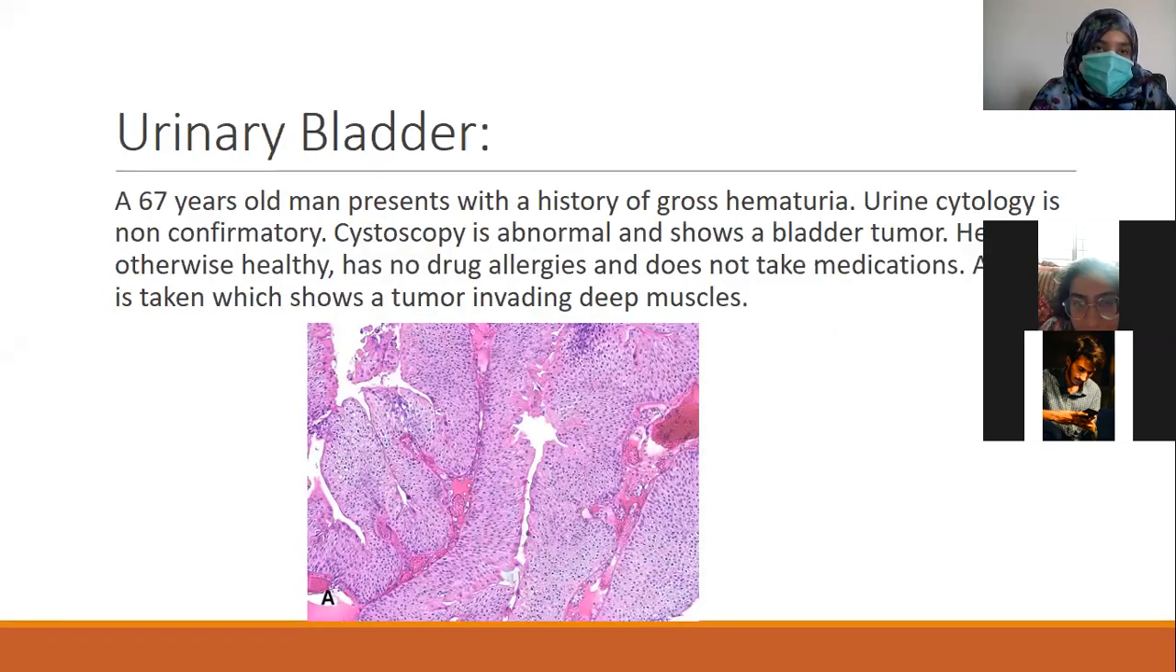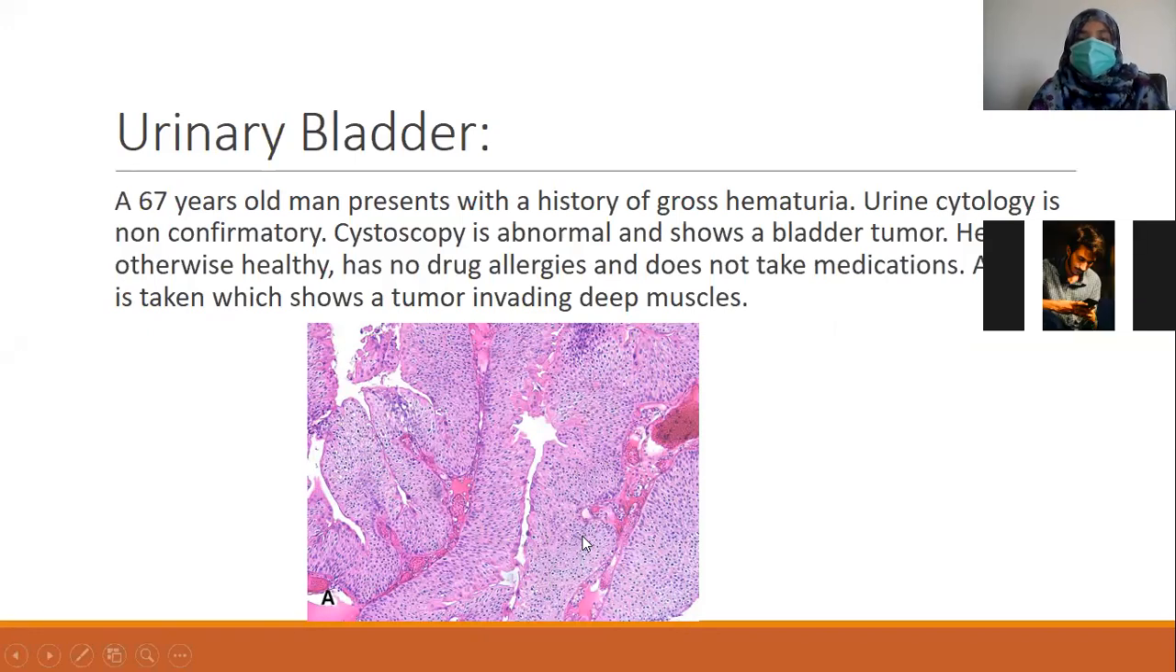So, urinary bladder. A 67-year-old man presents with a history of gross hematuria. Urine cytology is non-confirmatory. Cystoscopy is abnormal and shows a bladder tumor. The patient is otherwise healthy, has no drug allergies, and does not take medication. The tumor has invaded the deep muscles. So this is the picture you get from microscopy.